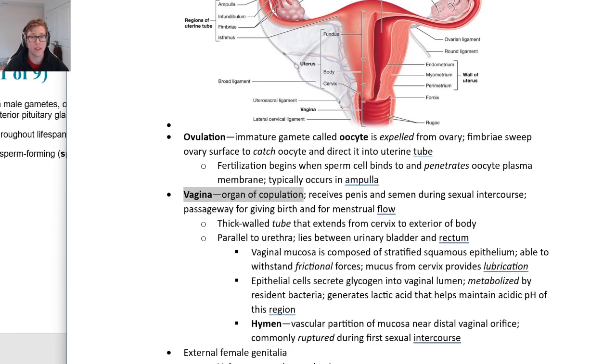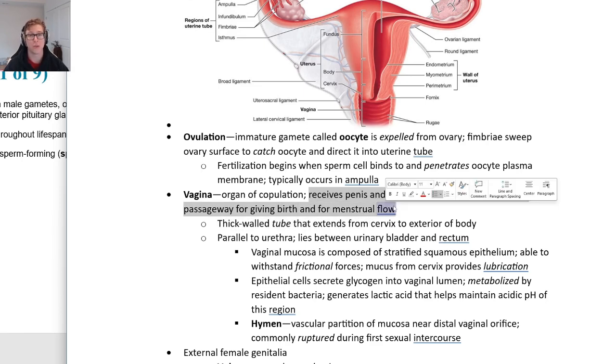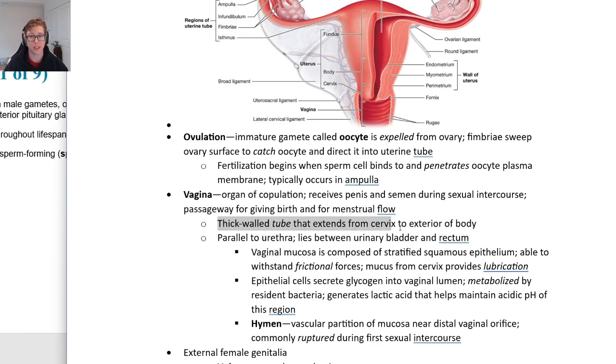Vagina. This is an organ of copulation, similar to the penis in terms of helping assist those gametes to meet each other. So the vagina has to receive the penis and semen during sexual intercourse, and it's the passageway both for giving birth and menstrual flow to remove the excess layers of the uterus when pregnancy does not occur. The vagina is a thick-walled tube that extends from the cervix to the exterior of the body. If you remember, the cervix is the bottom of the uterus that separates the uterus from the vagina. It is posterior to the urethra, which lies between the urinary bladder and the rectum.